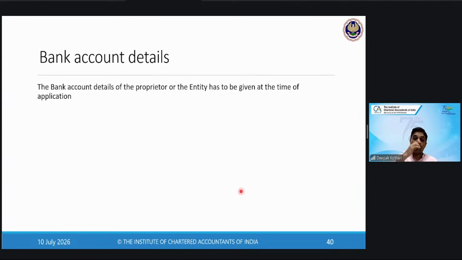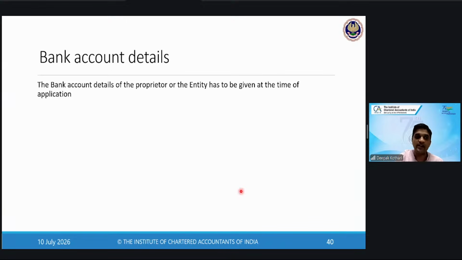Bank account details. While applying for registration, should you give your bank details? The bank is asking for a GST certificate, and at the time of applying for the GST certificate, they have a column of bank account details, and I don't have a bank account. So what should we do in that case?